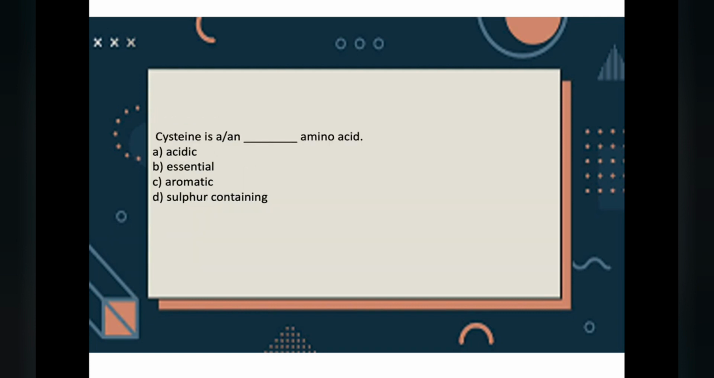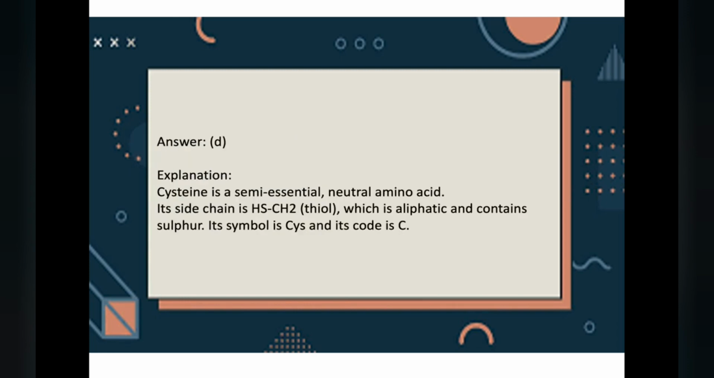So the next one is: cysteine is an dash amino acid, whether it is acidic, essential, aromatic, or sulfur containing. Actually, the answer is choice D, sulfur containing. Why? Cysteine is a semi-essential neutral amino acid. The side chain is actually a thiol, which is CH2SH. It is aliphatic and it contains sulfur. The symbol is CYS and the code is C.